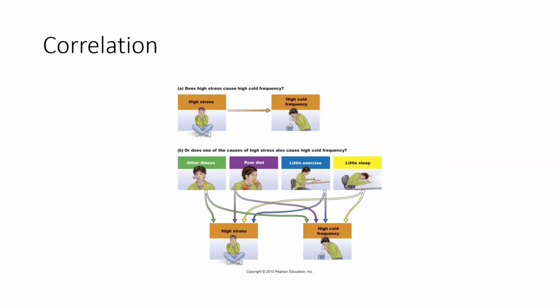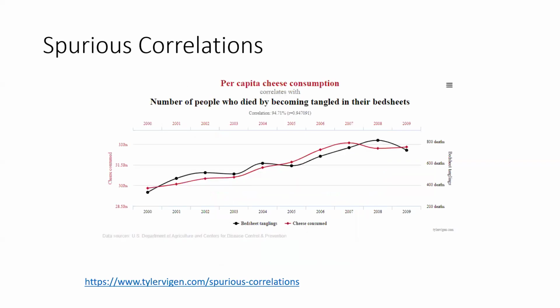We have to examine things that are behind these things to have a better understanding of what the actual relationship means. There's a website you can look at later if you want. It's called Spurious Correlations.